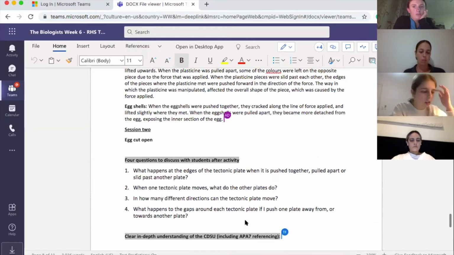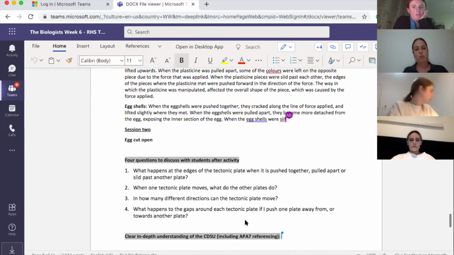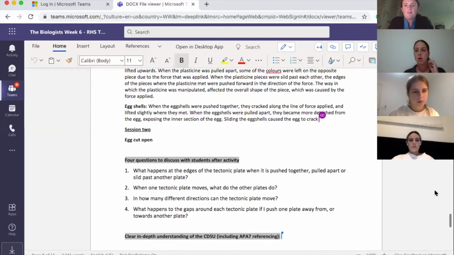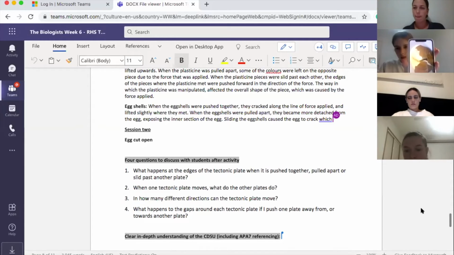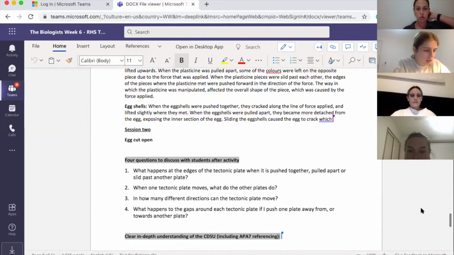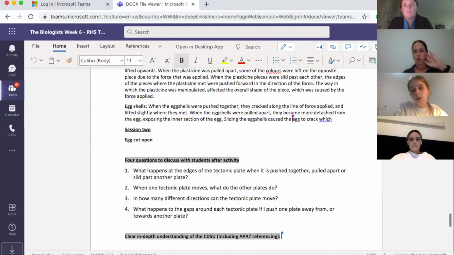And then when it was slid, it actually cracked the egg white and the yolk. Oh no, it probably didn't crack the yolk. Did we see the yolk when we cut it? Yeah, we saw a bit. But it didn't crack. So it caused the inside of the egg to crack, but not the shell. The shell cracked as well. Or everything cracked. Yeah.